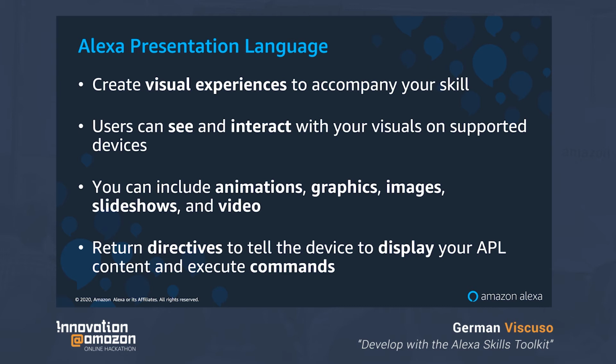To do this, you need to get familiar with the concept of APL documents and how they are rendered by sending directives with the skill response. Let's create a very simple APL document that shows Hello World on devices with a screen every time the skill sends an audio response saying Hello World.